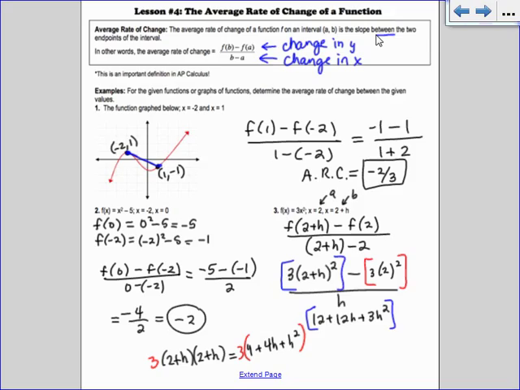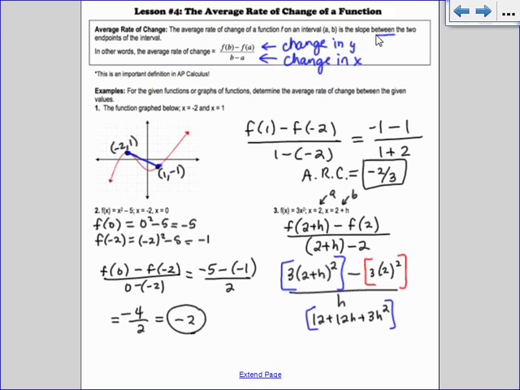Does everybody understand that? So I FOILed out the 2 plus h, and then I multiplied the 3 in. Yeah, Catherine? Why is it 12? Because I'm multiplying that 3 in as well. But why is it 12 plus 12h? It was 2 plus h squared. So when you FOIL, you get 4, 2h, 2h, plus h squared. Like 2 minus h? No, I did 2 plus h. Oh, I see. Yeah, so 2 plus h times both, or 2 plus h times itself.